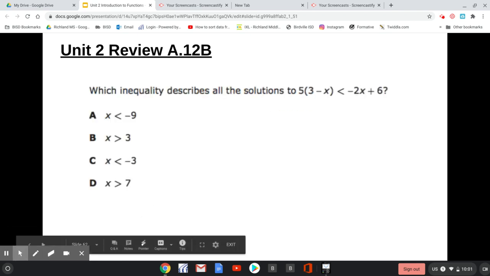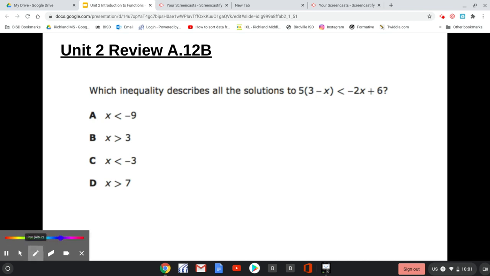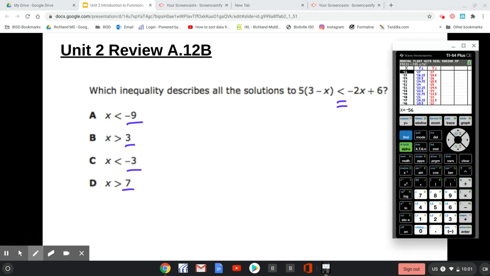We have one left. Let's see if we can figure this one out. Which inequality describes all the solutions to this? Now I'm going to just put this in as an equal sign because I can see that these are all different numbers here. So this should give me my exact number that this would work.